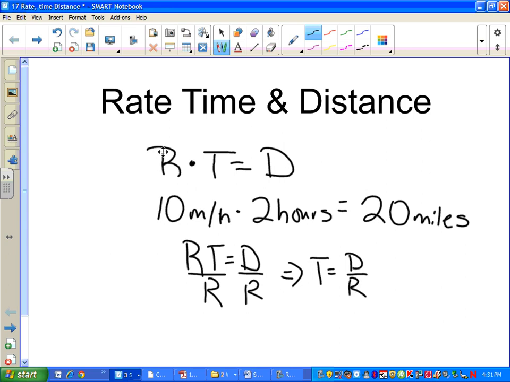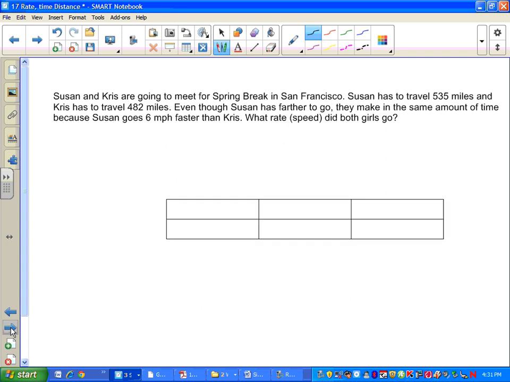So we have all sorts of things going on with distance, rate, and time. Let's look at this question. Susan and Chris are going to meet for spring break in San Francisco. Susan has to travel 535 miles, and Chris has to travel 482 miles. Even though Susan has farther to go, they make it in the same amount of time because Susan goes 6 miles per hour faster than Chris.